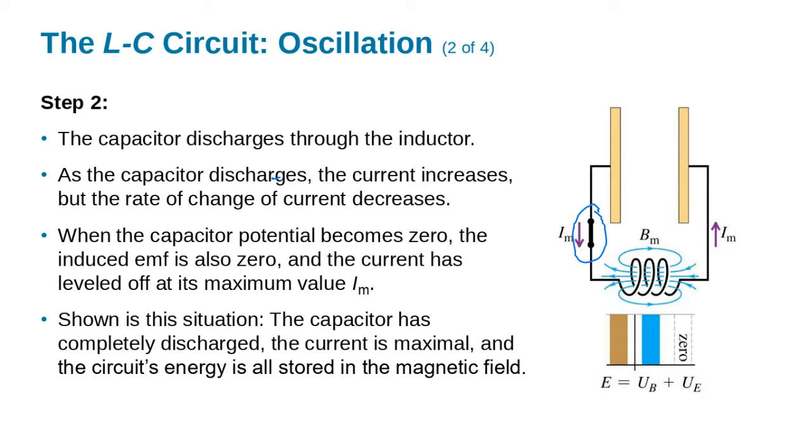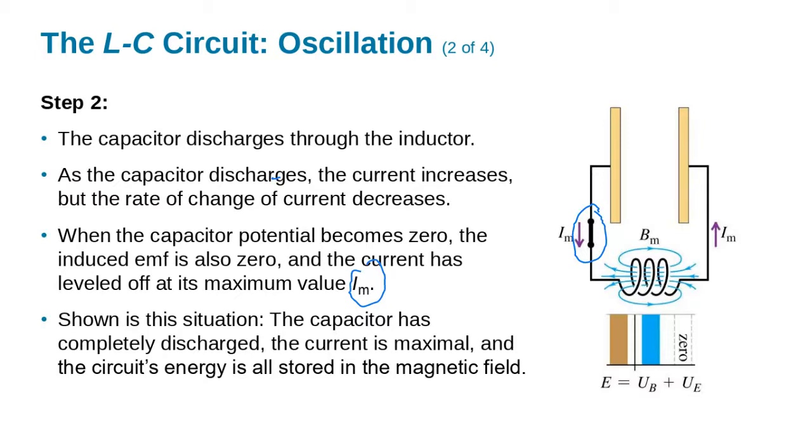Once all that charge has discharged and the capacitor potential becomes 0, then the induced EMF is also 0. So we're going to end up with no change in current, even though the current has reached a maximum value, so the voltage over the inductor is 0. It's going to level off at some maximum value, call that IM. And once we've leveled off at that maximum value, all the charge has been dissipated from the capacitor.